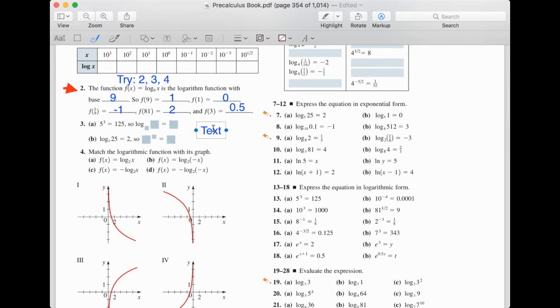Okay. So 5 to the third equals 125. To find the log of that, what I did is base 5, log base 5 of 125. And then that is equal to the exponent, which is 3. Great. Yes. So log base 5 of 125 equals 3. Great.